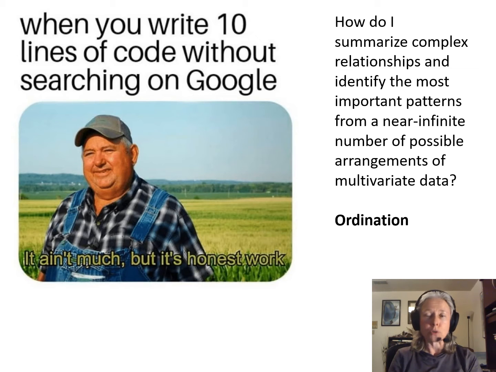Ordination orders your data into fewer dimensions to allow you to see patterns in a form that you can visually comprehend. It is a crucial tool in the analysis of ecological communities, and we're going to cover 4 of the most widely used forms in the coming weeks.